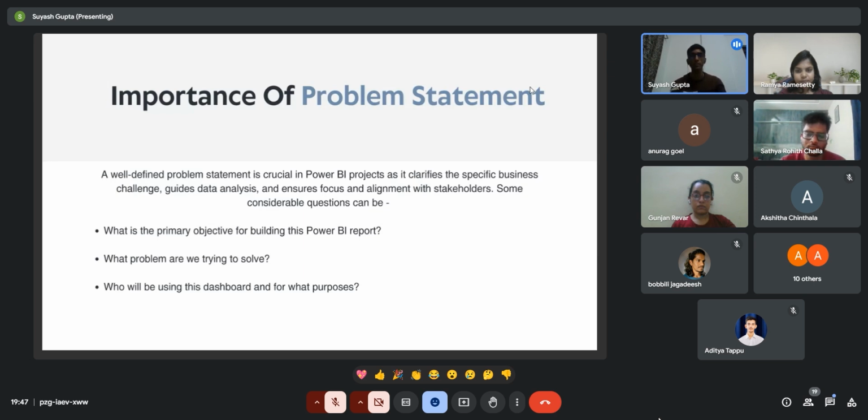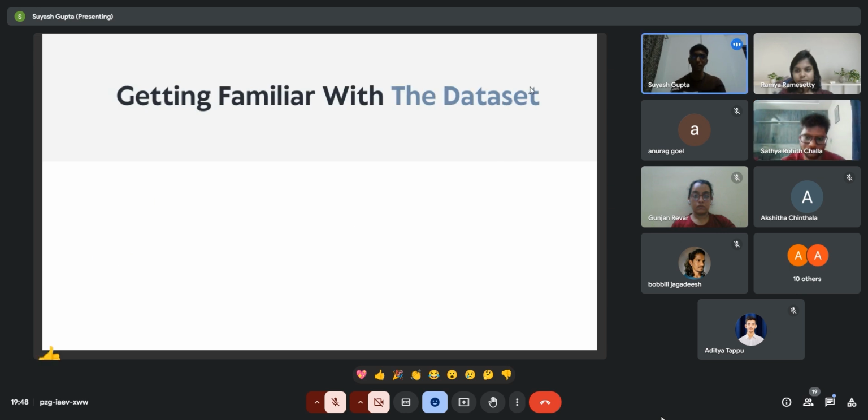And who will be using this dashboard and for what purposes? While approaching a problem statement, if you develop your mindset with this type of questions, I am pretty sure that you will be able to guide your analysis further, which would eventually help you build the dashboard more effectively. We will move ahead to the next slide.